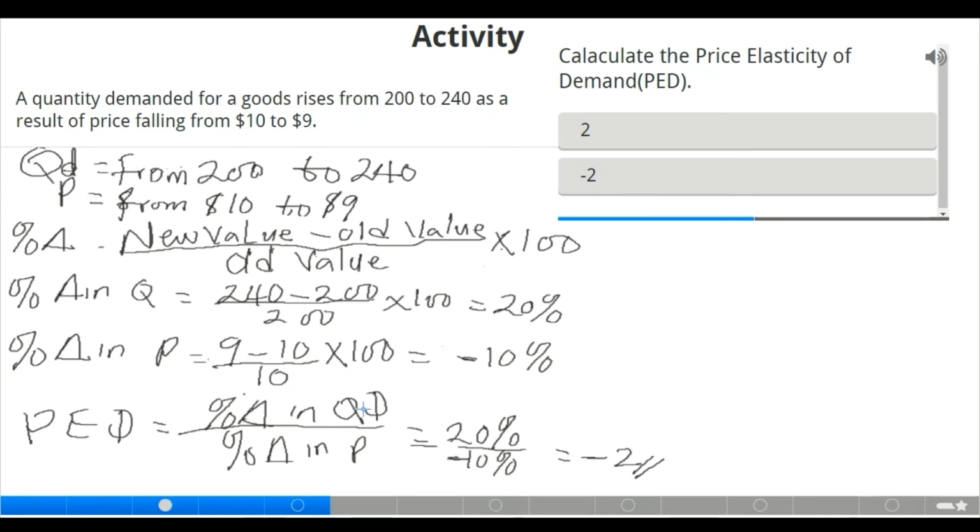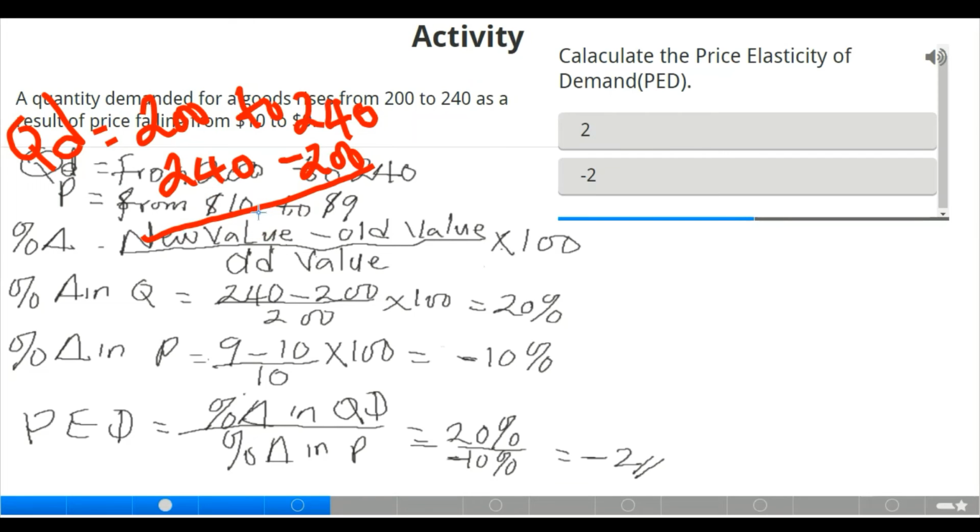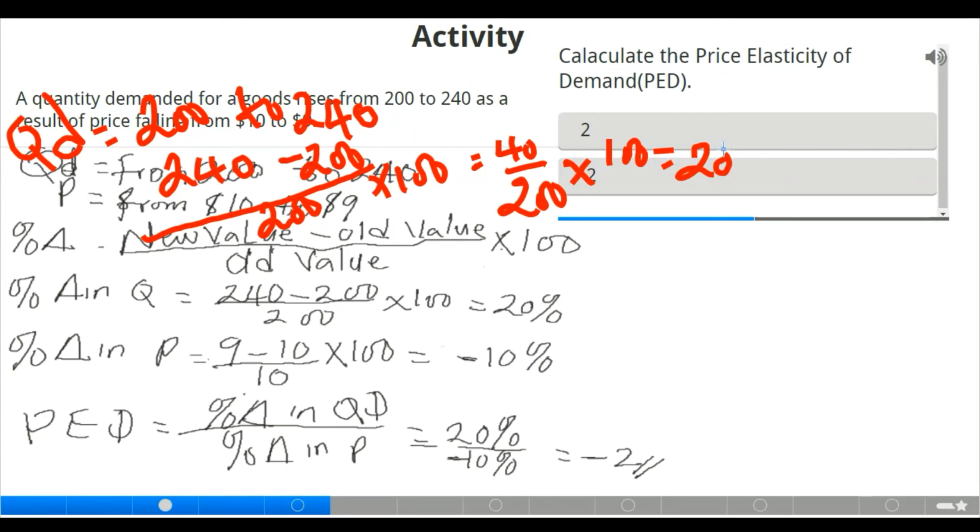Now let us start the calculation. We have our quantity demanded moving from 200 to 240. That means our change in quantity demanded will be 240 minus 200 divided by the old quantity, 200, multiplied by 100. Now we have 40 divided by 200 multiplied by 100, which is 20%.